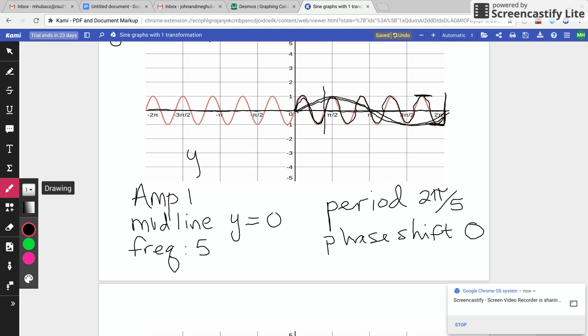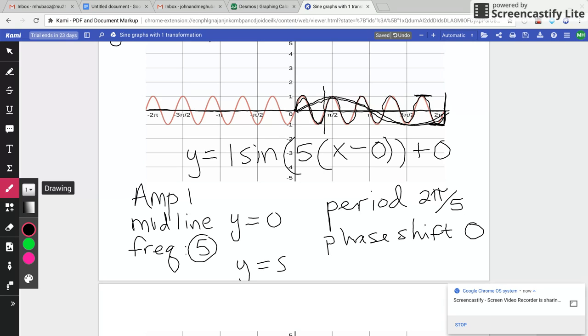So at this point, we can write the equation y equals, remember the amplitude goes first. The next thing that happens after the sine is the frequency, so the 5 will go next. X minus our phase shift, which is 0, plus our midline, which is 0. So it looks like a challenging equation. More simply, we really could have just written y equals sine, and then in parentheses 5x.